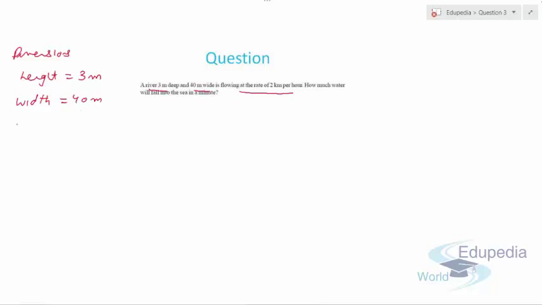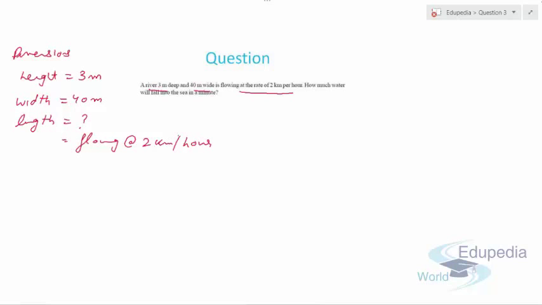Now what about length? So you have to be very careful over length over here. It's given that it's flowing at the rate of 2 kilometers per hour. This means the length is the flow rate. We can say that it's flowing at the rate of 2 kilometers per hour. So we can take this length because we have to find how much water will fall into the sea in a minute. So this means how much water will flow through a length in a minute. We can say like that, right?